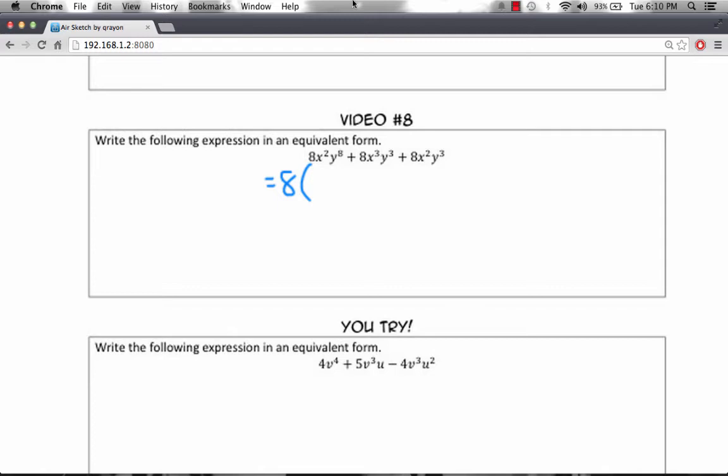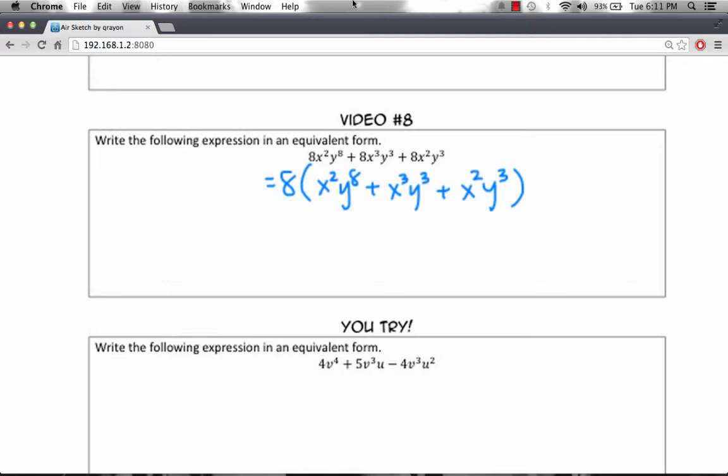Remember that factoring is very similar to dividing out a term. So if we divide out an 8, we have 8 divided by 8, which gives us 1 x squared y to the 8th plus 1 x cubed y cubed plus 1 x squared y cubed. This is one equivalent form.